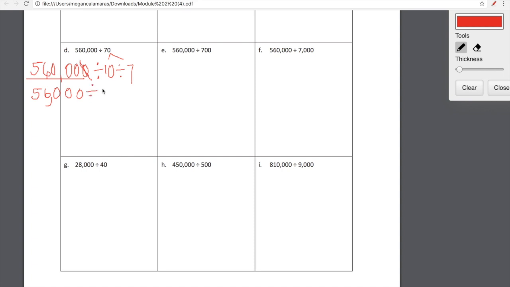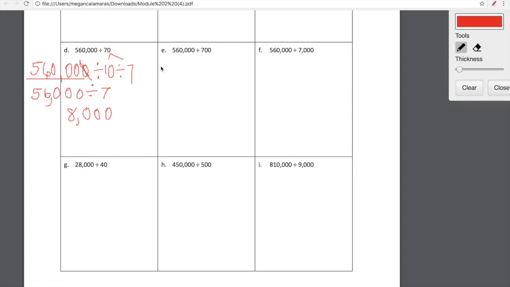Now all we have to do is 56,000 divided by 7. Really, that's so simple. We have to do 56 divided by 7, which is 8. And then we're just going to slap on those 3 zeros because all this really says is 56,000 divided into 7 equal groups. We make that more simple by thinking about 56 divided by 7 and then bringing those zeros along.